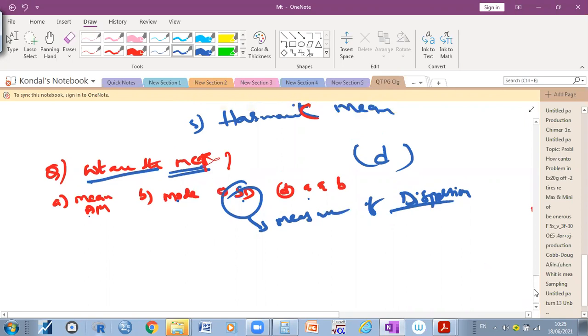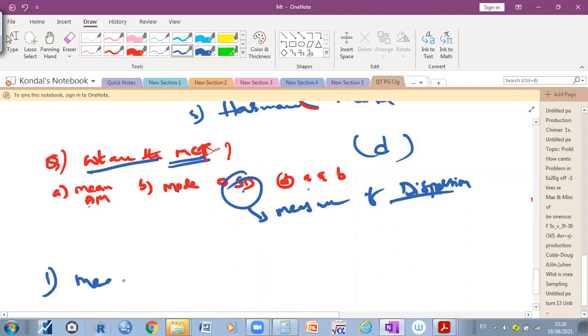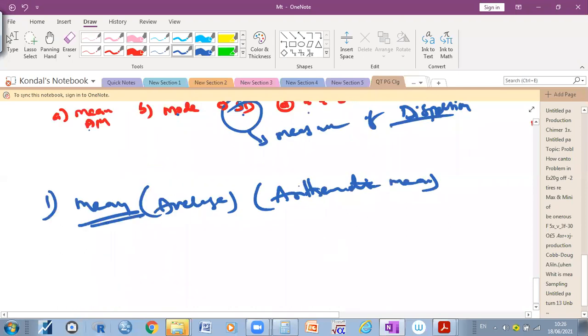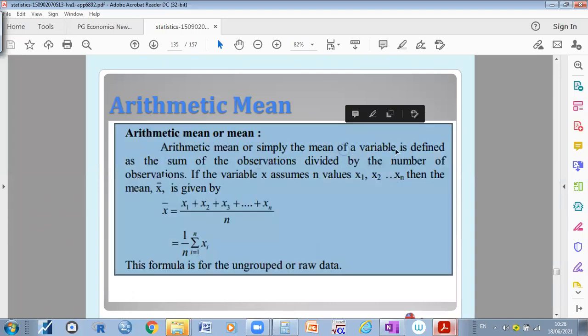First, we need to know what the mean is. Mean is nothing but known as the average, arithmetic mean. These are the synonyms we can use: mean, average, or arithmetic mean. So how can we calculate this arithmetic mean? The arithmetic mean, simply the mean of a variable, is defined as the sum of the observations divided by the number of observations.